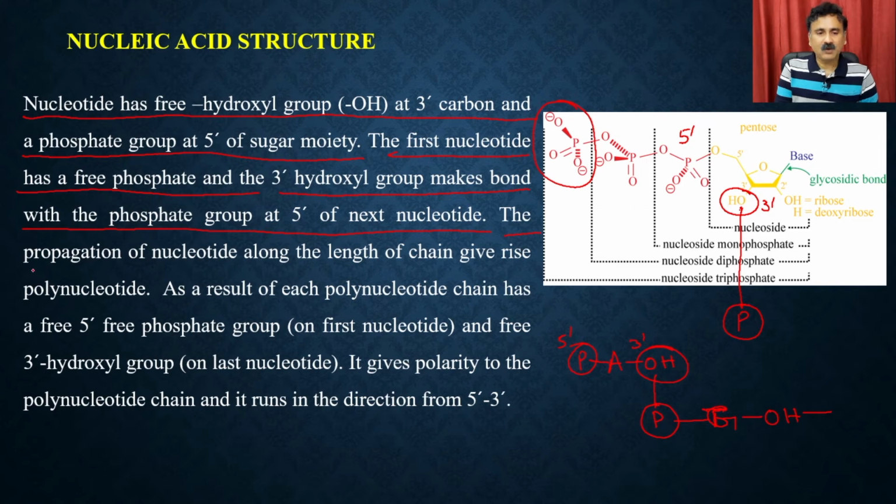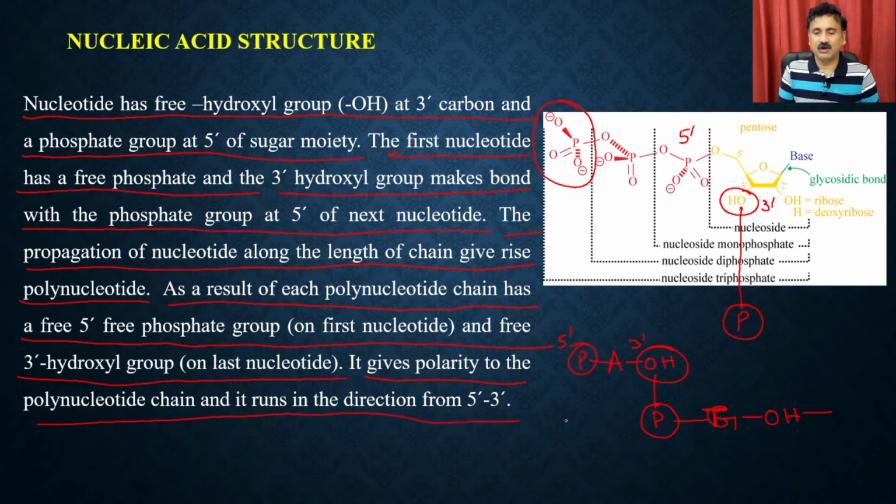The propagation of the nucleotides along the length of the chain gives rise to the polynucleotide. As a result, each polynucleotide chain has a free 5' phosphate group and a free 3' hydroxyl group. It gives polarity to the nucleotide chain, and it runs in the direction of 5' to 3'. So that's why DNA is always said to run 5' to 3', because the first nucleotide makes a bond with the subsequent nucleotide, and the top nucleotide is the 5' end and the last nucleotide has the 3' end. And that's why, for conventional purposes, DNA is called as running in the direction of 5' to 3'.